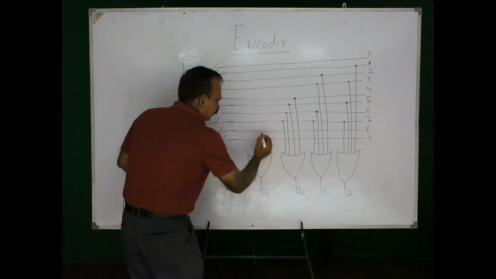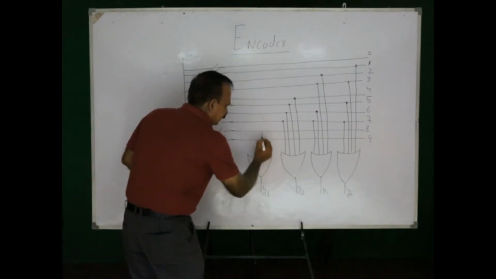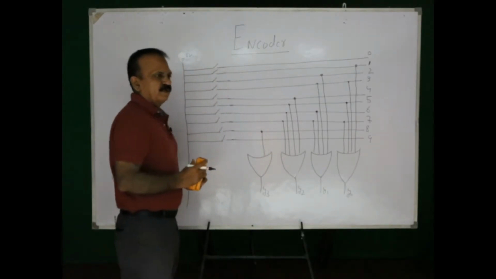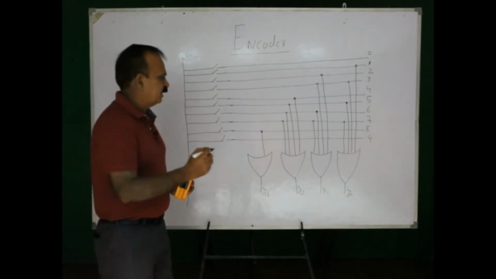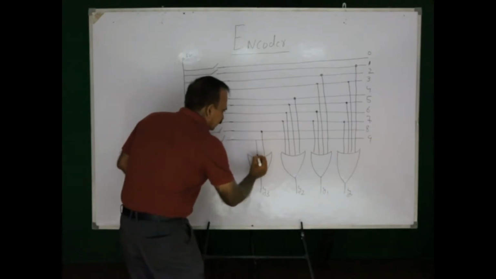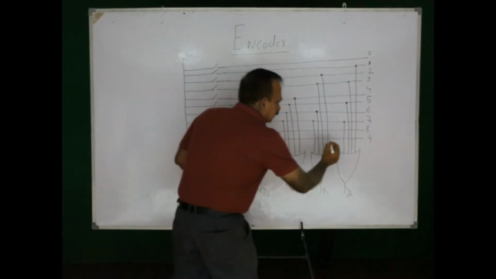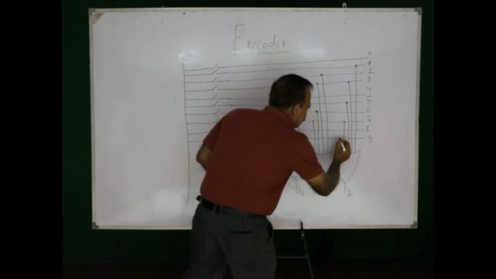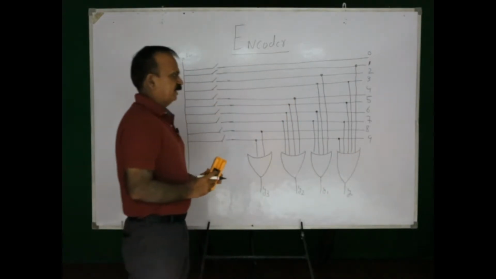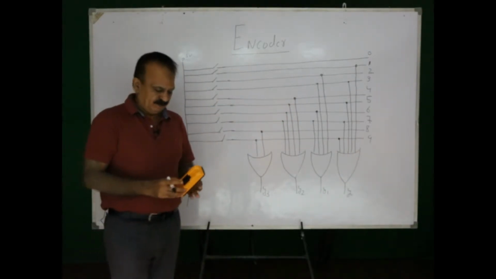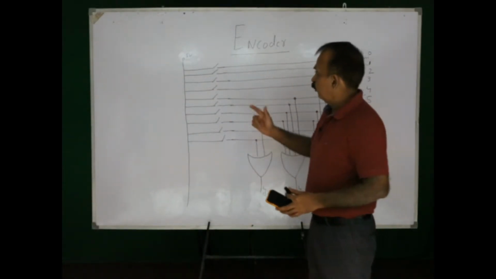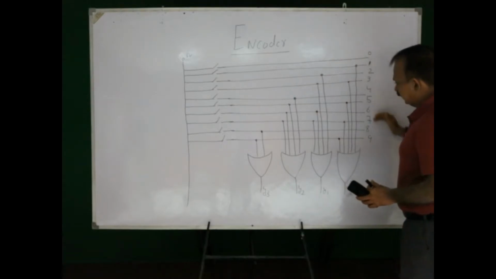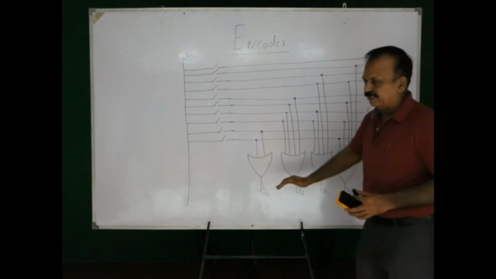What about 8? This will be connected with 8. That's only 1 because the binary equivalent of 8 is 1, 0, 0, 0. And the last one is 9. It is this one and this particular one. This basically is 9. Now, this circuit represents an encoder that is converting the decimal digits into the binary equivalents.